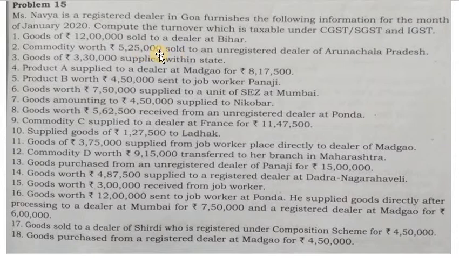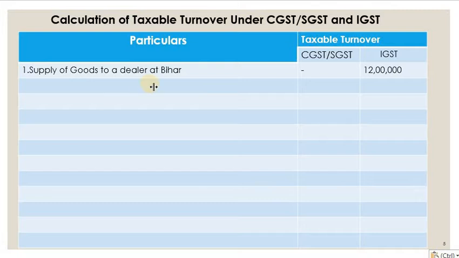Commodity worth rupees 5,25,000 sold to an unregistered dealer of Arunachal Pradesh. Arunachal Pradesh is another state, Goa is another state. So the nature of the transaction is interstate supply. Here 5,25,000 is sold to an unregistered dealer. We are not bothered about whether it is registered or unregistered, but the supply is made. So it is a taxable supply under interstate, so under the IGST column we have to write this amount to find the total taxable turnover under IGST. So let's write that amount here.